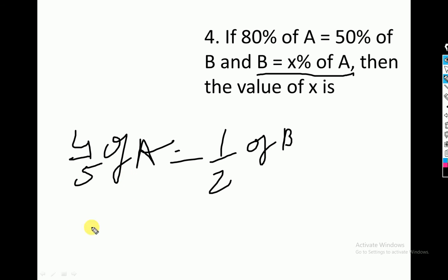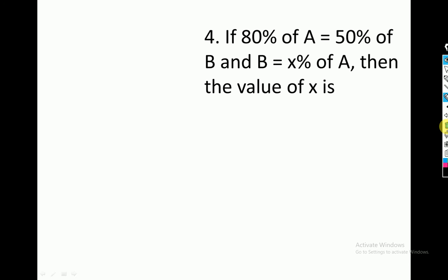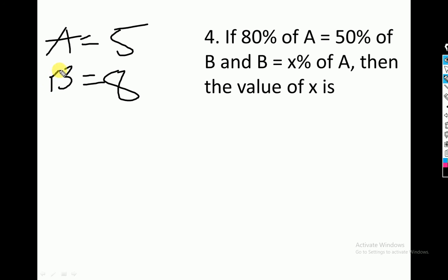Nothing is cancelling out, so we have to cross multiply. A by B comes out to be 5 by 8. Now we have got the values: A equals 5 and B equals 8. Let me write down A equals 5 and B equals 8. So this is B, not 13.